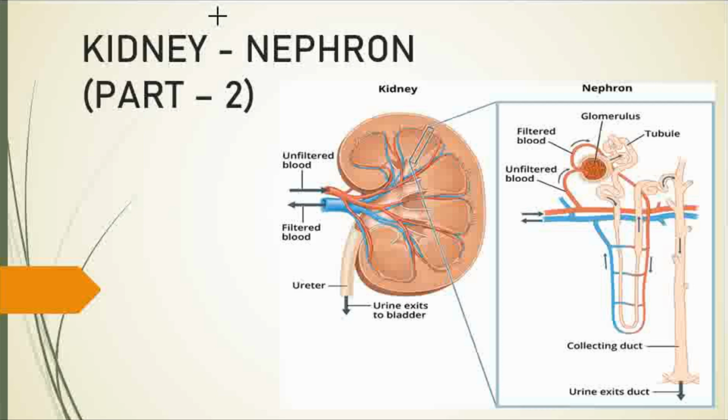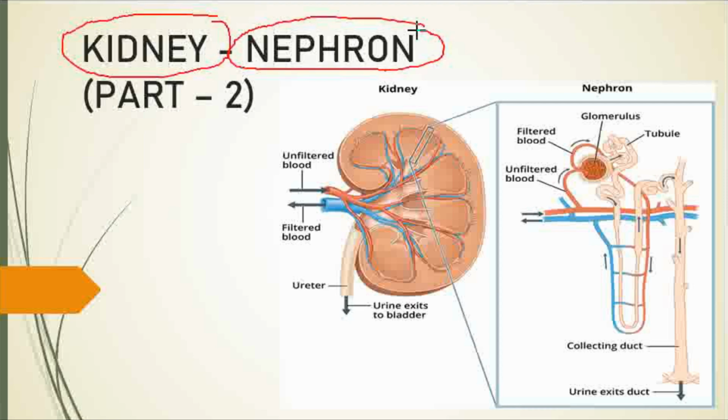So in this video, this is the part 2 video. In part 1, we looked at the kidney of the human excretory system. In this video, we'll see about the nephron, the functional unit of the kidney. That is what we'll be seeing in this video.